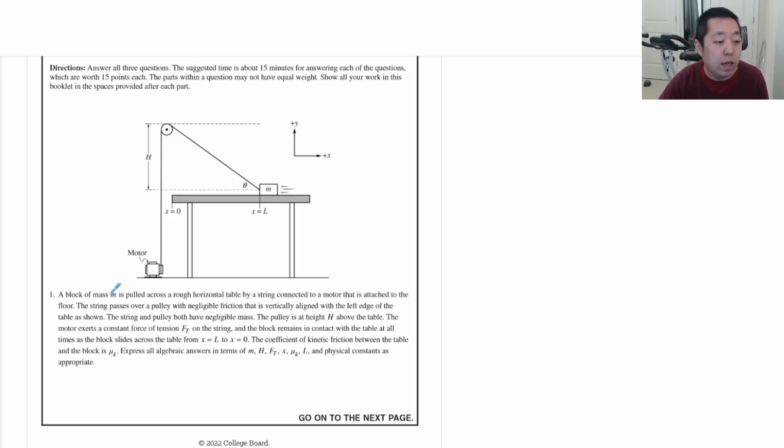All right, so block M, mass M, is pulled across a horizontal table by a string connected to a motor attached to the floor. The string passes over a pulley with negligible friction that is vertically aligned with the left edge of the table, as shown. The string and pulley both have negligible mass. The pulley is a height h above the table. The motor exerts a constant force tension Ft on the string, and the block remains in contact with the table as the block slides across the table from L to 0. The coefficient of kinetic friction between the table and the block is mu k. Express all your answers in terms of these variables they gave you.